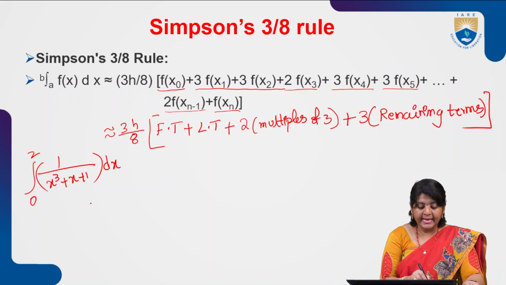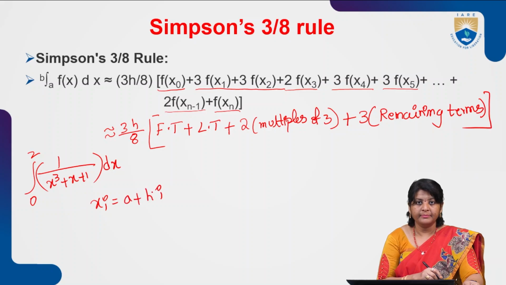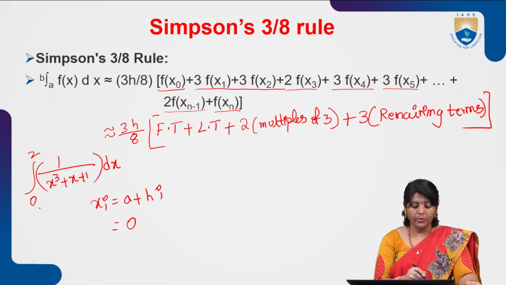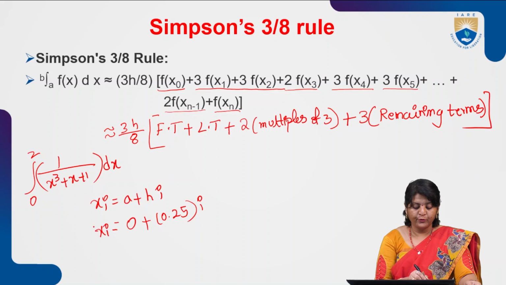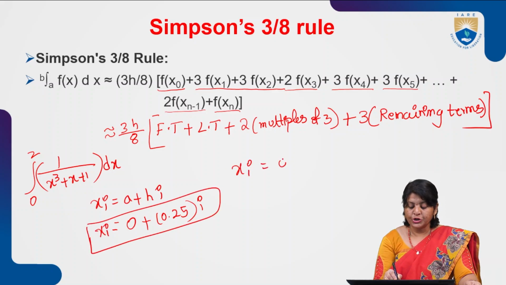To find xi, I need a plus h into i, where a is 0 plus h is 0.25 into i, and it will change based on the value of i taken. So here, how much is xi?